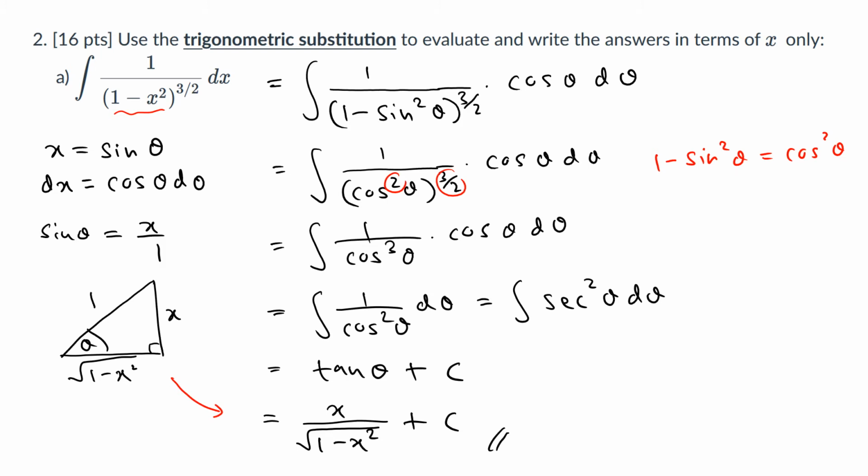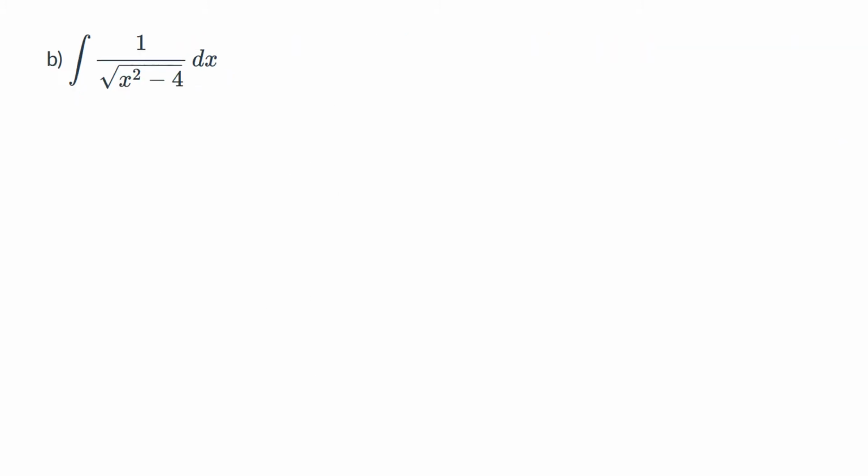Good. So let's look at the next one. So what's the next part? So this is 1 over the square root of x squared minus 4. And then you can see the format tells you what the substitution is. So that's the format: when you have x squared minus a constant, it is the secant substitution. In this case, the 4 means 2 squared, so a equals 2. So the substitution is simply x equals 2 secant theta.